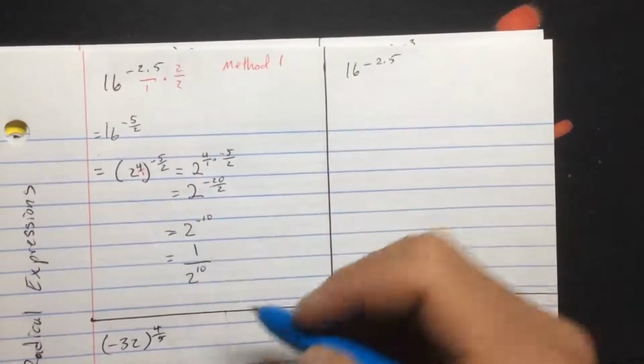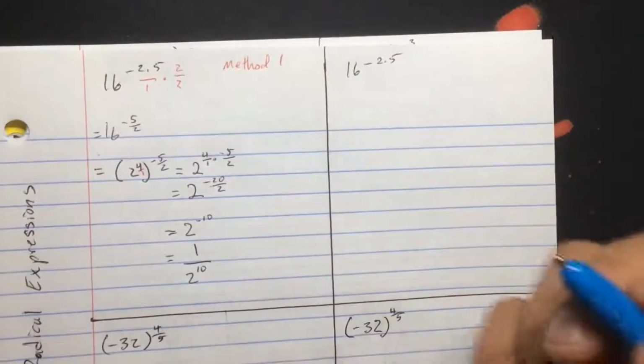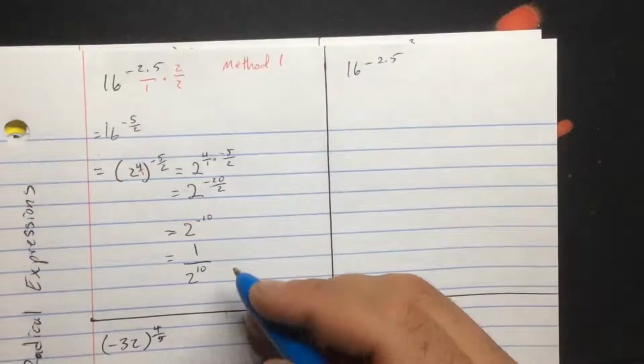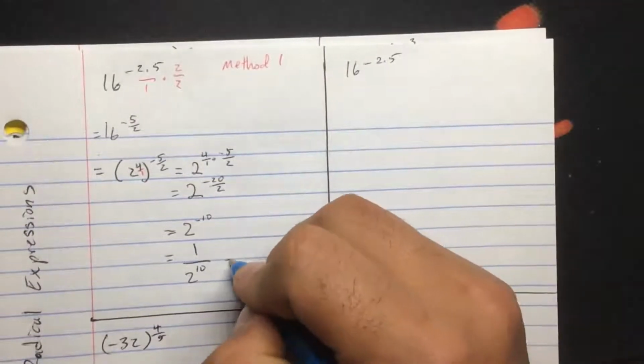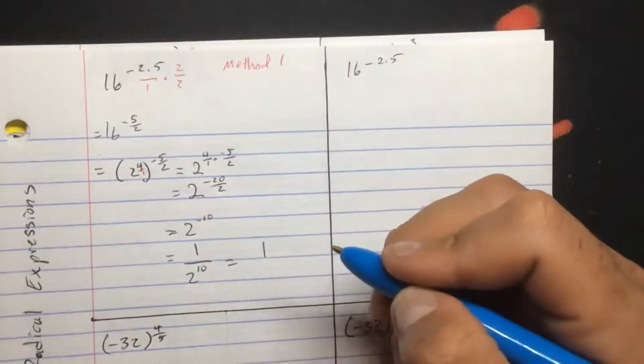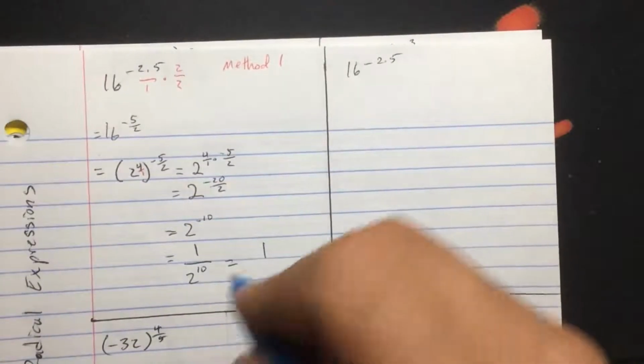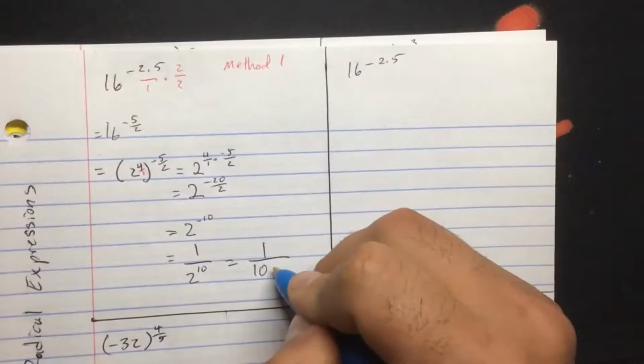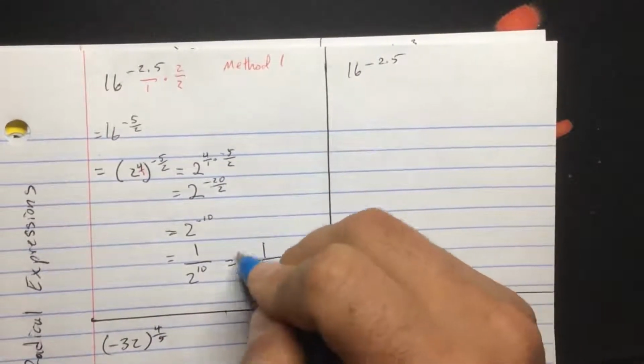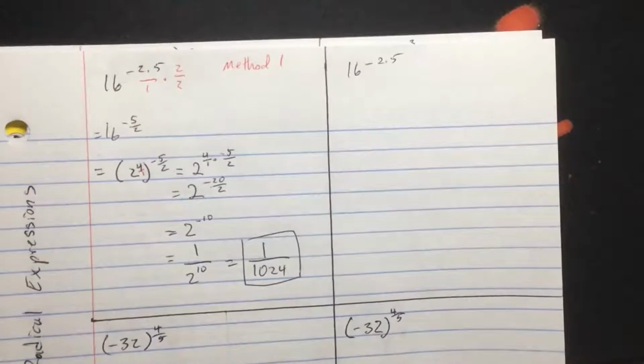Then you can go ahead and use a calculator for this one. But let's see, 2 times 2 is 4, times 2 is 8, times 2 is 16, times 2 is 32, then 64, 128, 256, 512, and then 1 over 1024 would be our final answer for that one.